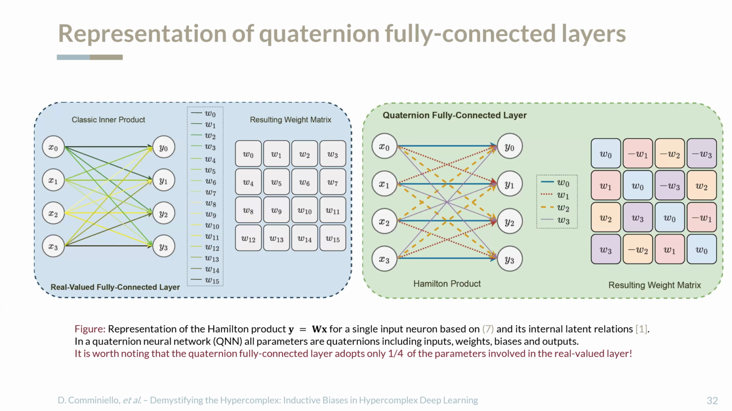This is another representation of a quaternion fully connected layer. So instead of having all the connections be different, we have connections that share the same weights. So we have a reuse of the weights that we learn.